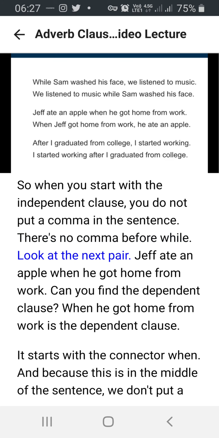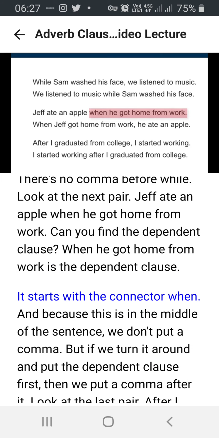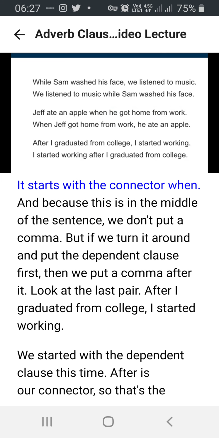Look at the next pair. Jeff ate an apple when he got home from work. Can you find the dependent clause? When he got home from work is the dependent clause. It starts with the connector when. And because this is in the middle of the sentence, we don't put a comma. But if we turn it around and put the dependent clause first, then we put a comma after it.